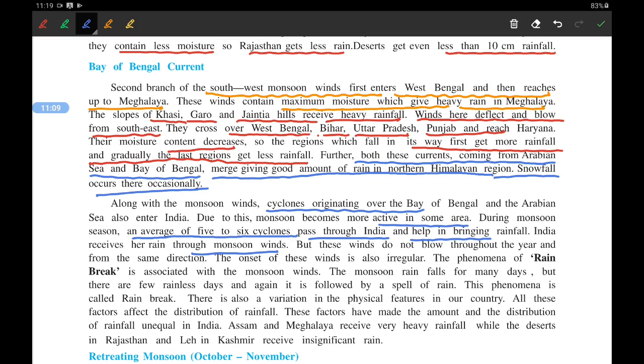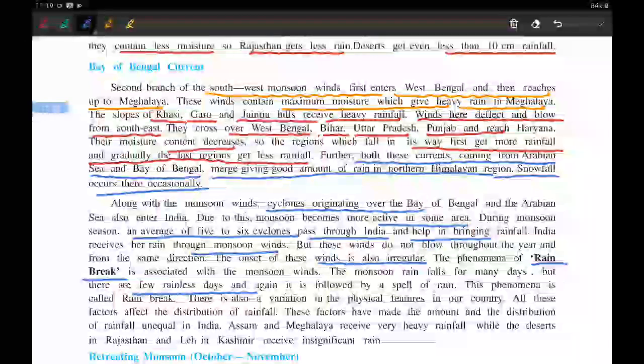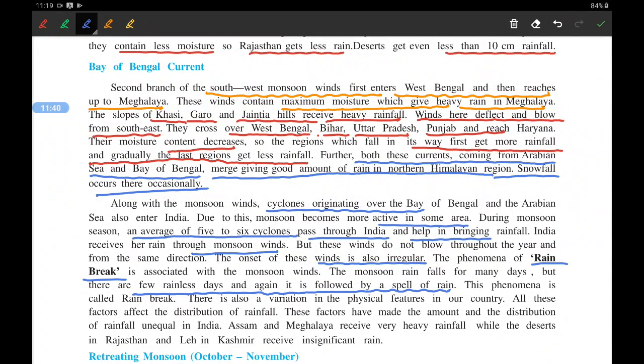But this wind does not blow throughout the year in the same direction. The onset of this wind is irregular. You need to remember the monsoon winds are not regular, they are irregular. The phenomenon is known as rain breaks. Rain breaks means basically after a few rain days there is a break. There is no rain for some days, and that is known as a rain break. The monsoon rain falls for many days, but there are a few rainless days, and again it is followed by a spell of rain. This phenomenon is called rain break.